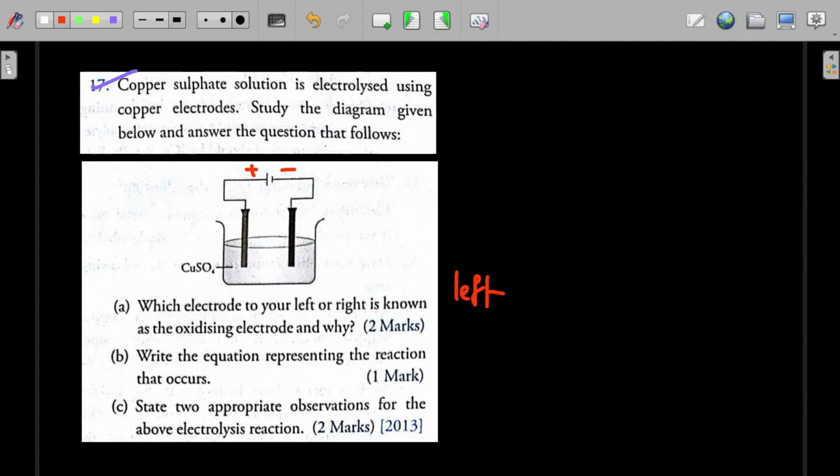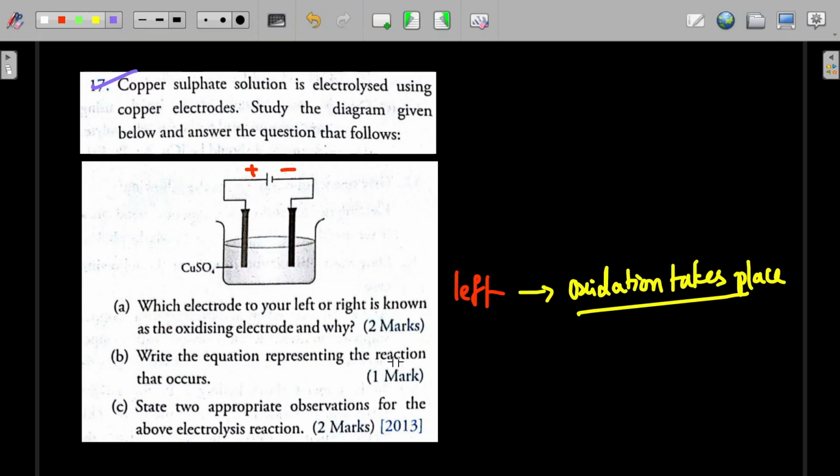Why is it the oxidizing electrode? Because oxidation takes place. Oxidation is what? Loss of electrons. Yes. So here anions will come and lose electrons, hence they undergo oxidation. Therefore the electrode will be oxidizing.